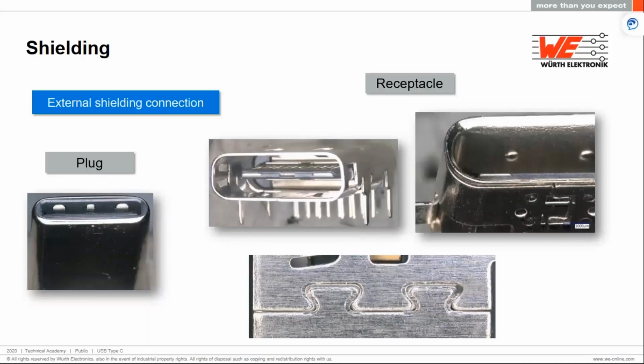So when it comes to shielding, external shielding for plug is done with a single tube that creates better mechanical holding and limits the possibility to break it open. 4-point shielding between receptacle and plug is recommended by the USB standards. And the shielding material that we use is a very high quality steel.